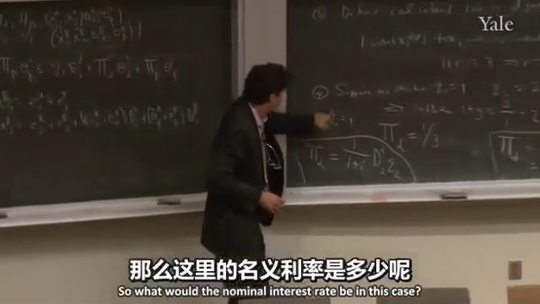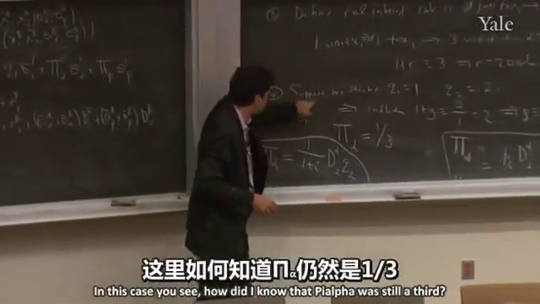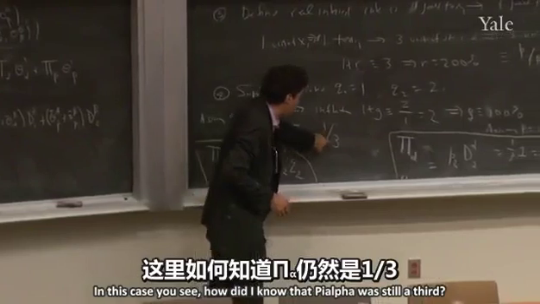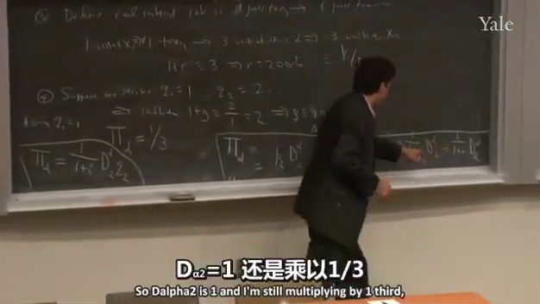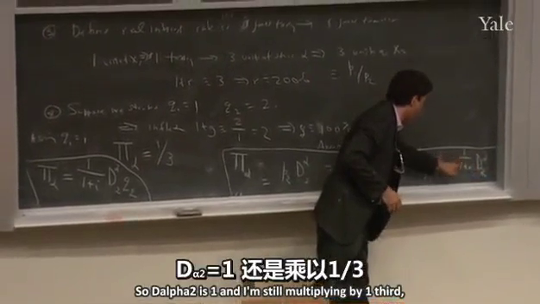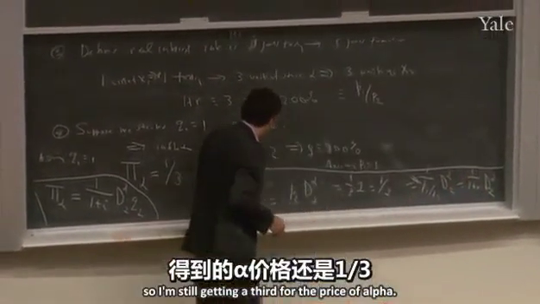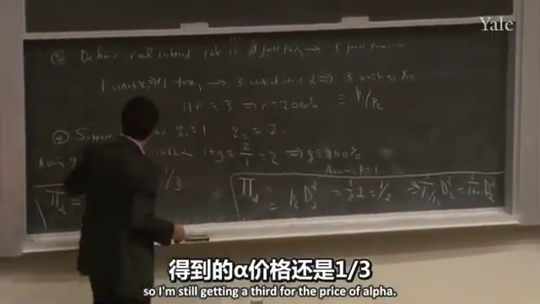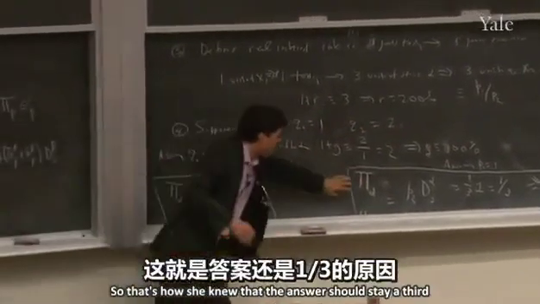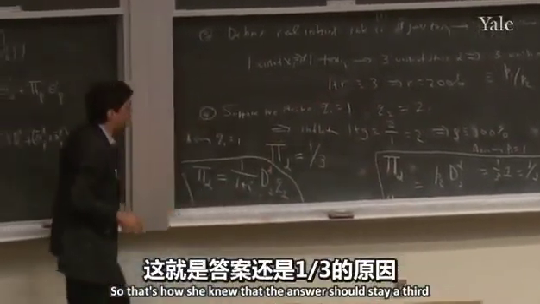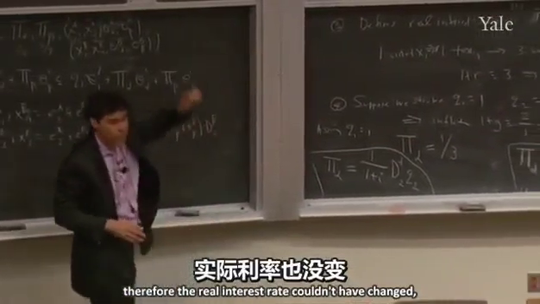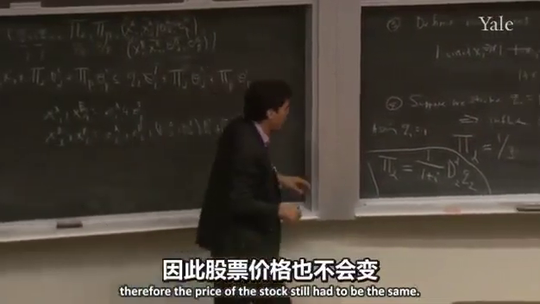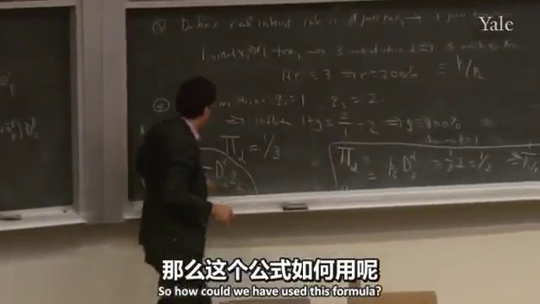Okay, so what would the nominal interest rate be in this case? In this case, how did I know the price of alpha was still a third? Because the real interest rate hasn't changed. It's still 200%. So D alpha 2 is 1, and I'm still multiplying by 1/3, so I'm still getting a third for the price of alpha. So that's how she knew that the answer should stay a third, because she knew nothing real had changed in the economy. Therefore, the real interest rate couldn't have changed. Therefore, the price of the stock still had to be the same.